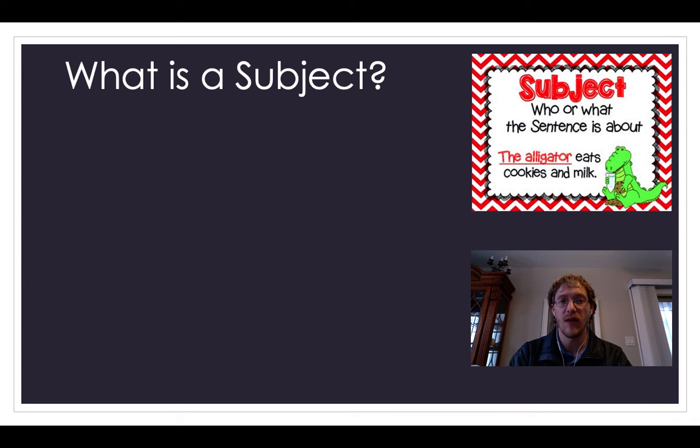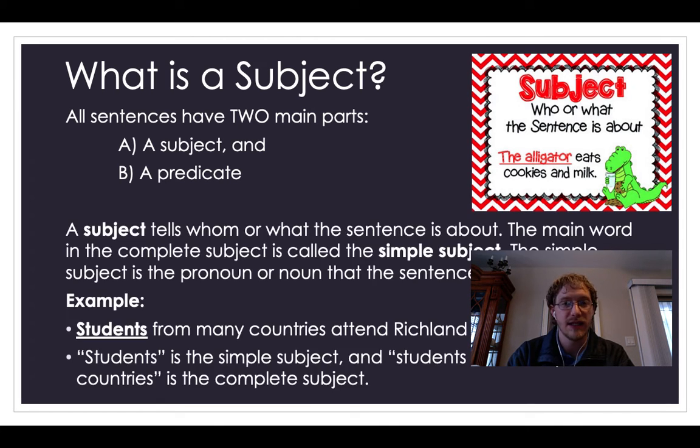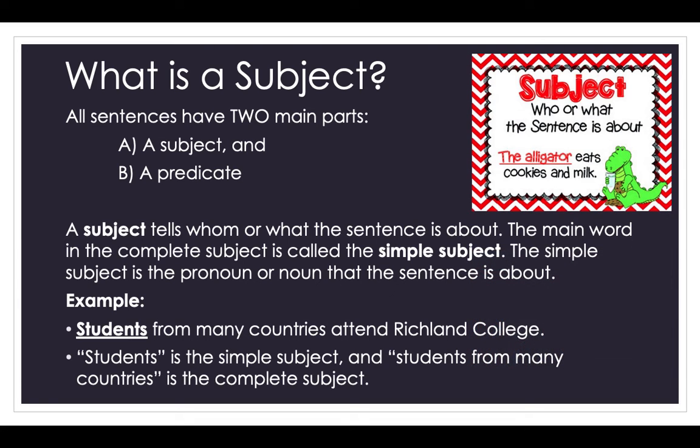Let's go into detail about what a subject is. Subject is the who or the what. It's who or what the sentence is about. For example, the alligator eats cookies and milk. Who eats cookies and milk? The alligator. So the alligator is the subject. Again, all sentences have two main parts, the subject and the predicate. The subject tells whom or what the sentence is about. The main word in the complete subject is called the simple subject. The simple subject is the pronoun or noun that the sentence is about.